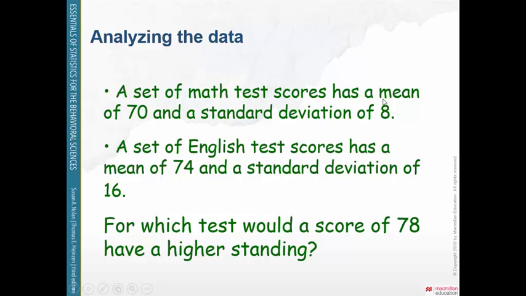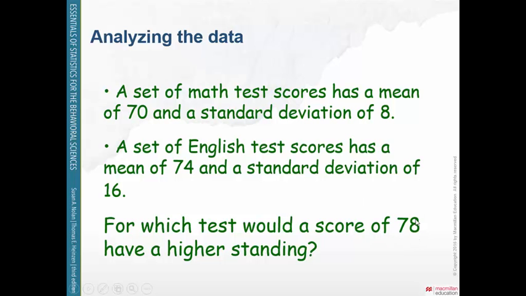You got a 78 on your math test and a 78 on your English test. The question is, for which test would a score of 78 have a higher standing? Meaning, which one should you be happier with? Your score of 78 on the math test or a score of 78 on the English test? Again, pause this here. Try to work this out. How would you do this?